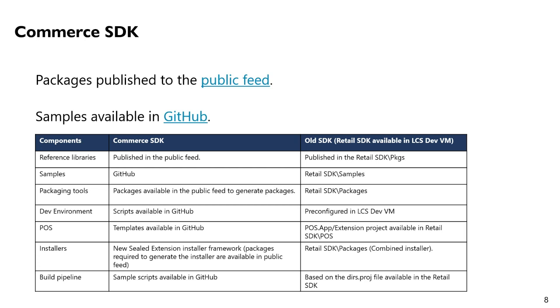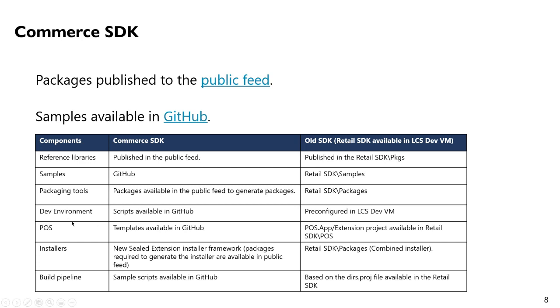Say, for example, I want to generate my extension package for the Commerce Cloud Scale Unit. I can consume that particular package, and when I build my project, it's going to generate the output for me. So there are now no separate tools or anything; you just have to consume the right packages, either to generate the installer or for the Cloud Scale Unit package. So that's one other big change here.